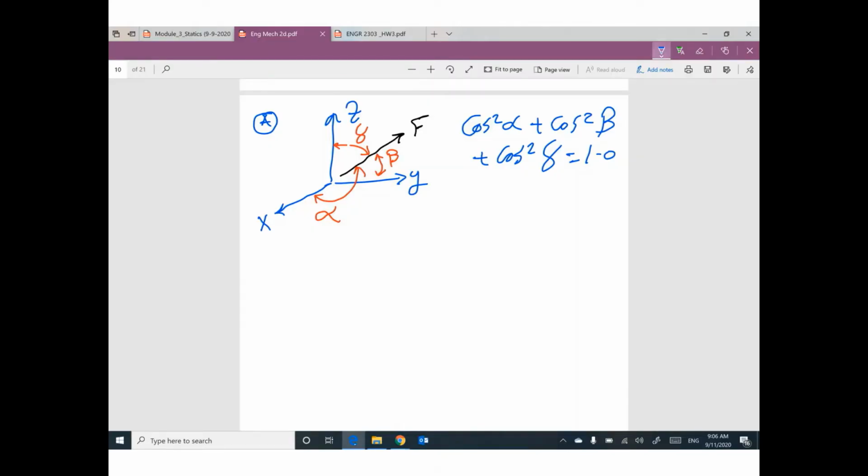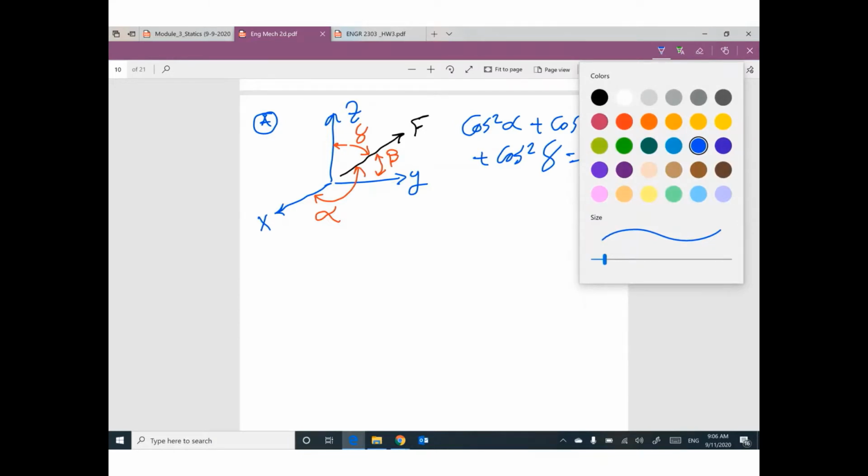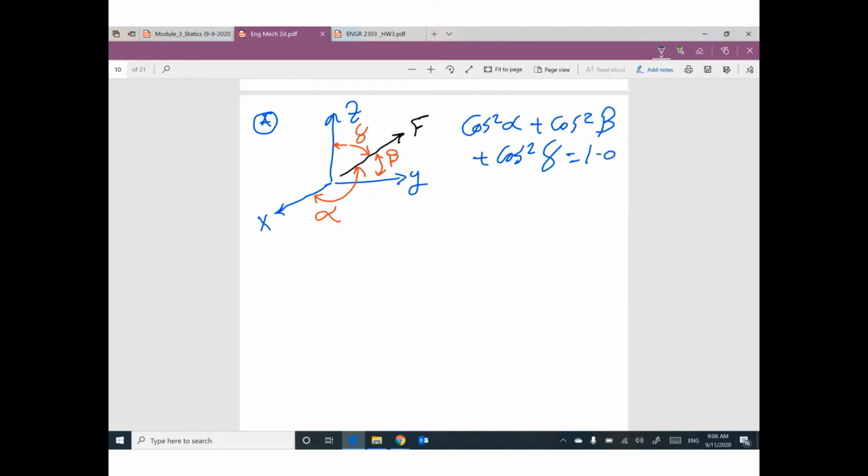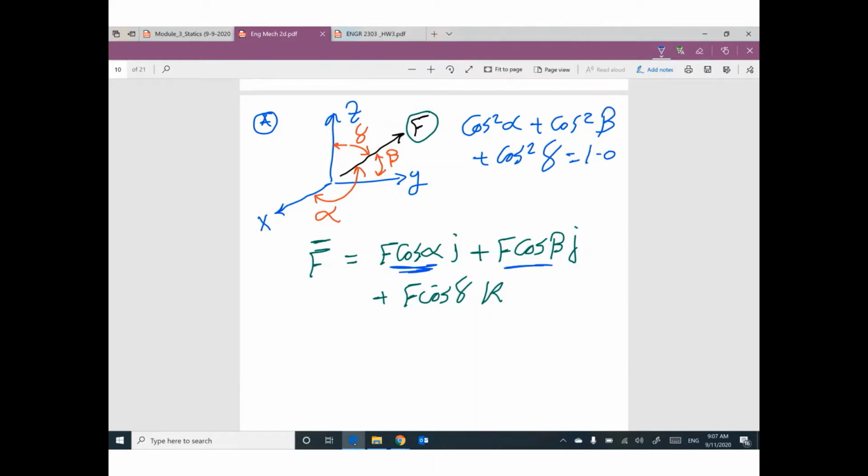The second thing we need to learn, this force as a vector equal this force as a value F cosine alpha i, you can get the x component. F cosine beta j, you can get the y component. Plus F cosine gamma k, you can get the z component. So we have three components right now in x direction, in y direction, and z direction.